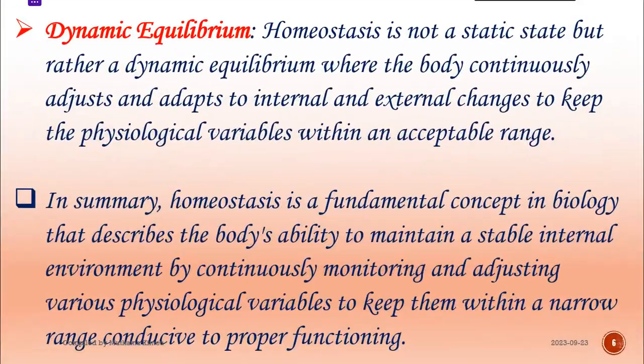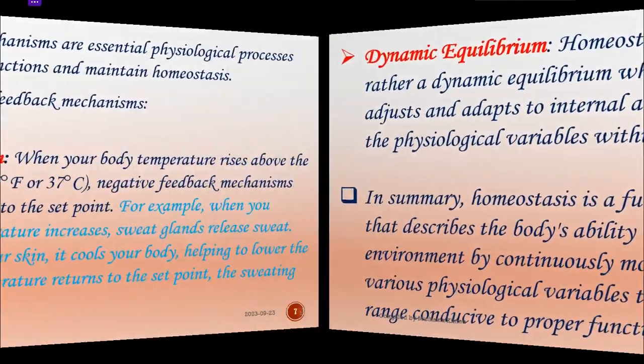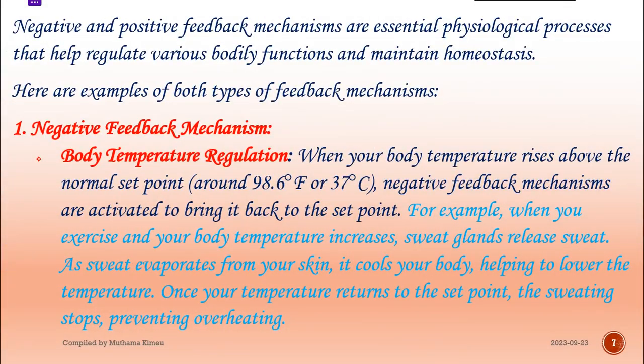So let us talk about the physiological examples. We start with negative feedback mechanisms. Let's start with body temperature. We say when your body temperature rises above the normal set point, that is above 37 degrees Celsius, negative feedback mechanisms are activated to bring it back to normal.